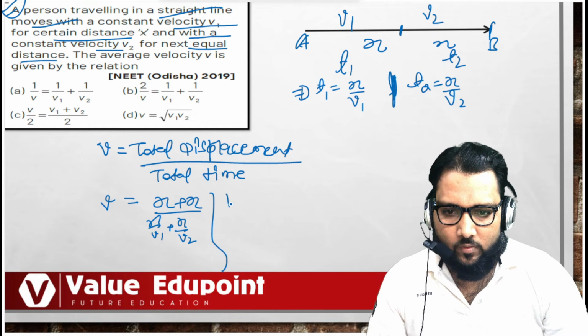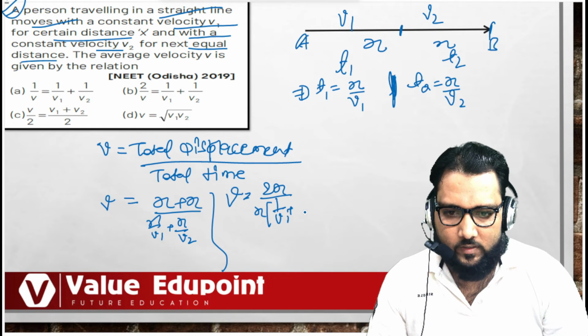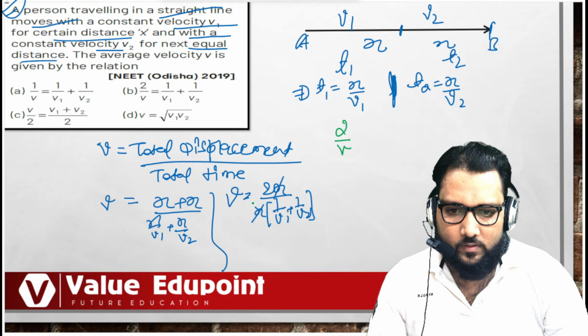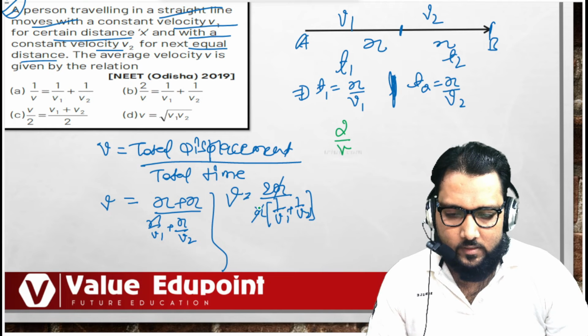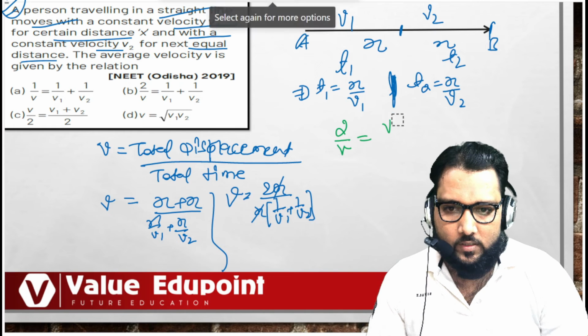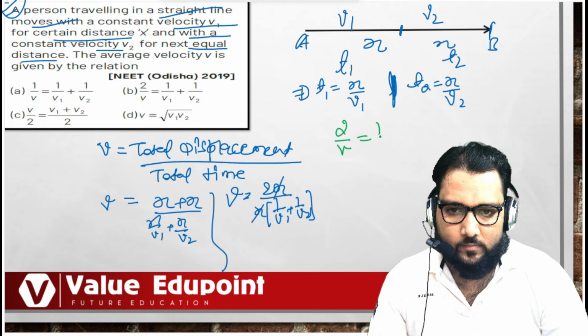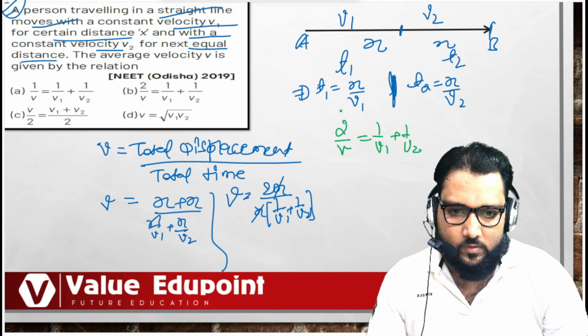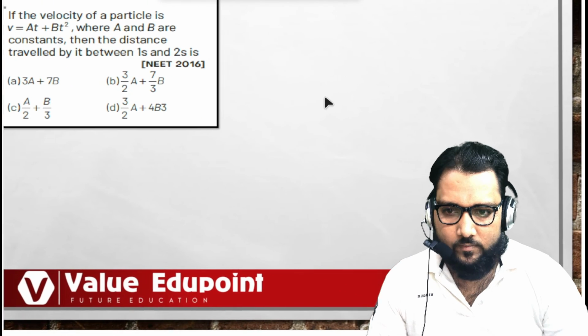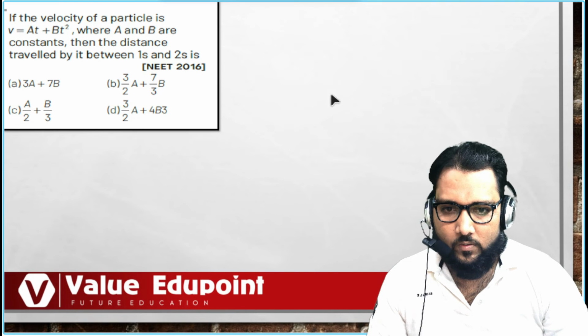Here guys, when you further solve it, that will be 2x upon x common, 1 upon v1 plus 1 upon v2. Here x cancels. So you will get the final expression: v is 2 upon, and the denominator will be 1 upon v1 plus 1 upon v2. This is the correct answer. Okay, B option is the correct answer. So now guys, for the next problem.